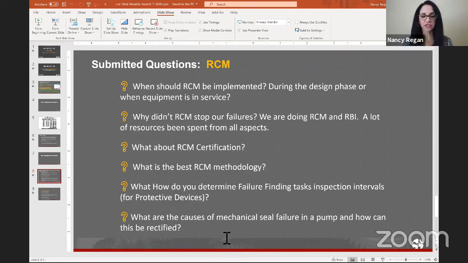The last question is this. What are the causes of mechanical seal failure in a pump, and how can this be rectified? Okay, well, here's the thing. It's an excellent question, but that question needs to be asked of your equipment experts, right?